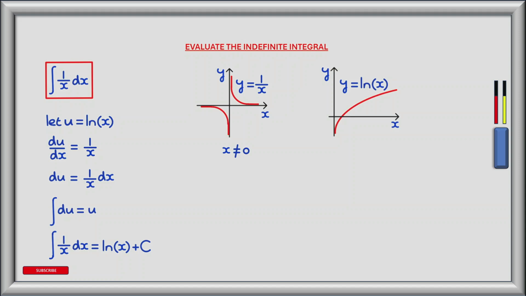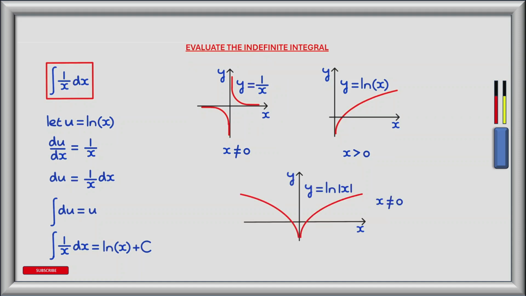So the function will take all values of x except x equals 0, as this will give us a division by 0. And for the natural log of x, its domain is defined for all values of x greater than 0. The domains of each of the functions are different, so this is why the natural log of x cannot be the antiderivative of 1 over x.